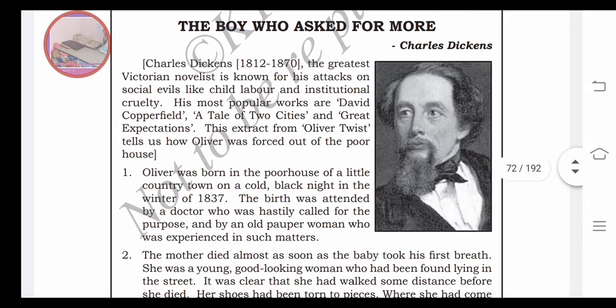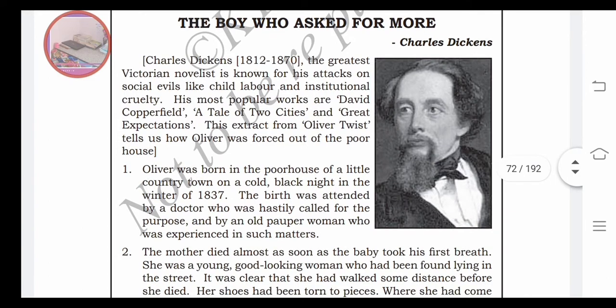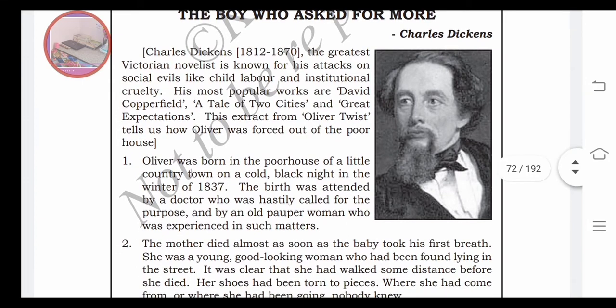Now, here are his most popular works. I'll suggest you try to read his works as well. I have mentioned three works over here: David Copperfield, A Tale of Two Cities, and Great Expectations. My favorite is Great Expectations. Now this extract, The Boy Who Asked for More, is from Oliver Twist. I told you before, right? This is taken from Oliver Twist. So without any delay, let's start it.